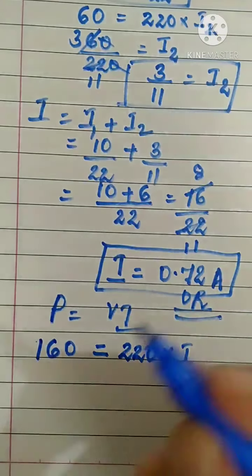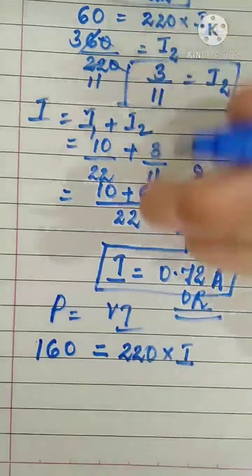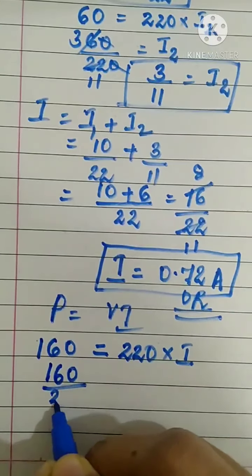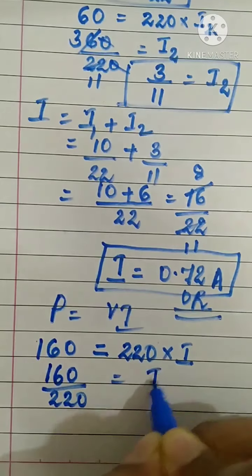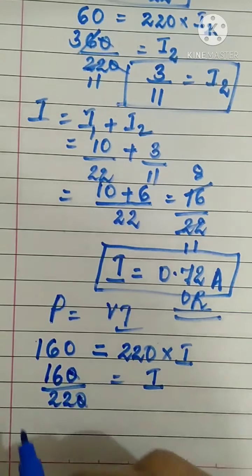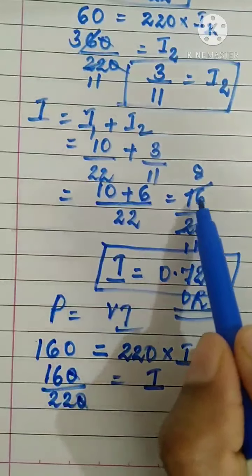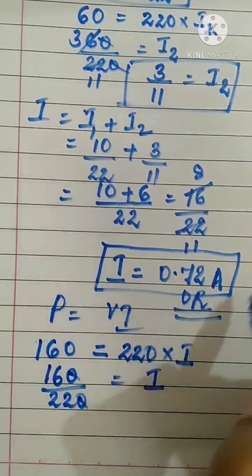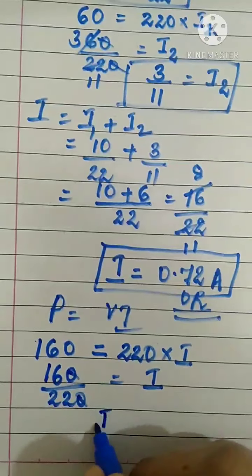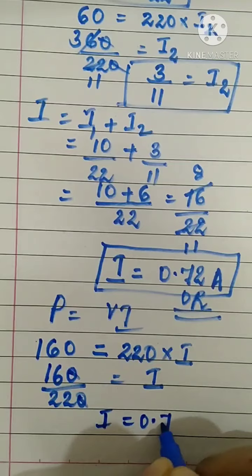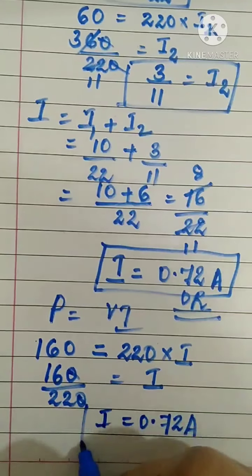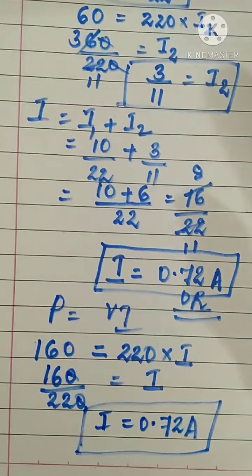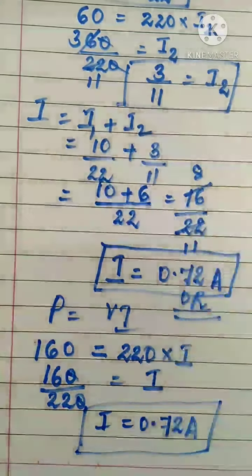More clever students can go by this method or by this method, that is your choice. So 160 upon 220 is equal to I, 0 0 cut. We are reaching the same number, see, 16 by 22, by 2 this will go, and we will get the same answer. I is equal to 0.72 amperes. Any method you choose, you should get the answer correctly. Okay children, that's it. Now we go on to the third sum.